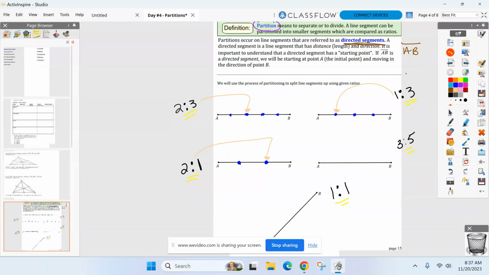And yeah, I'm going to be that guy. 3 to 5 for the next one. How many equal parts? 8 equal parts. Whew, go ahead. Break that bad boy up into 8 equal parts.